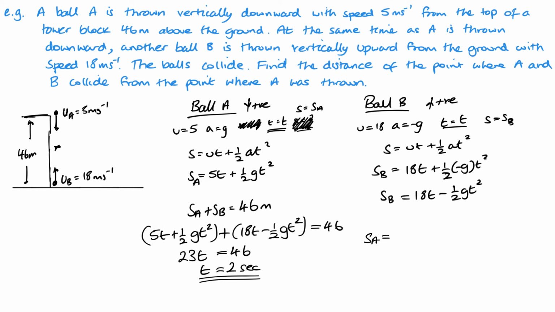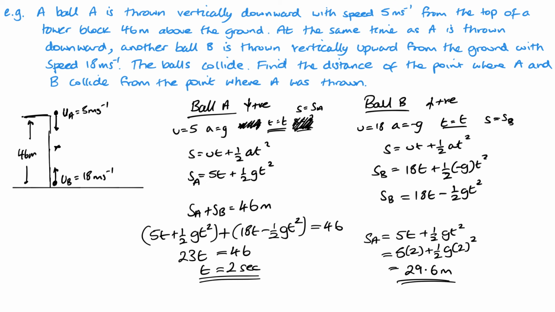If I worked out SB, I'd then need to take that value away from 46. So we have 5t plus a half gt squared. t is 2, so we've got 5 times 2 plus a half g times 2 squared. And that gives me 29.6 meters. And that is my distance from A.